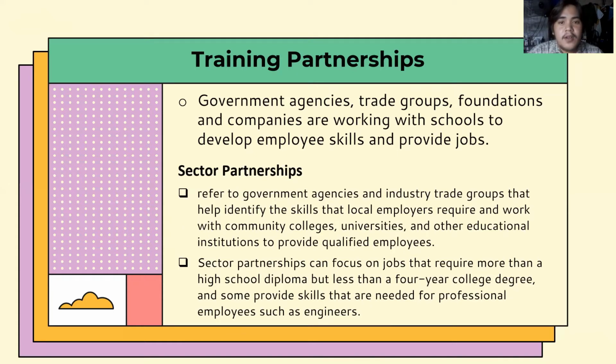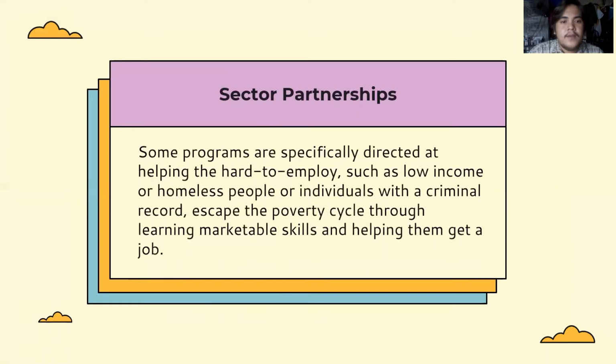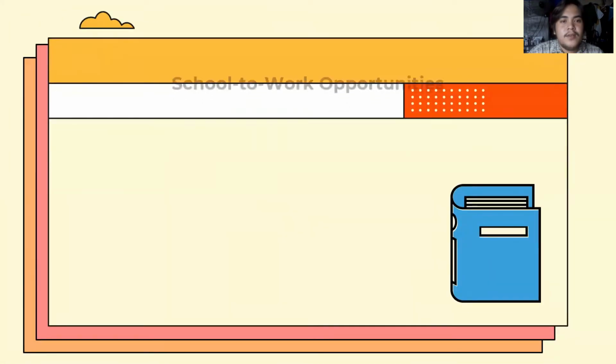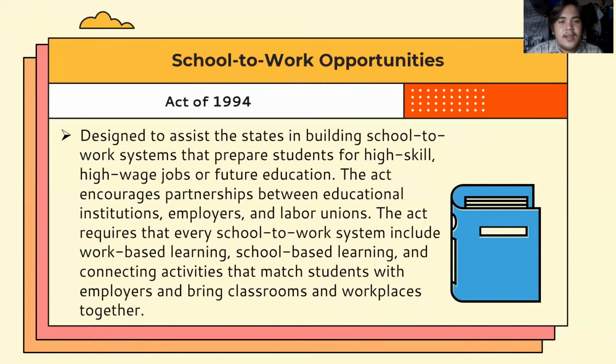Federal legislation encourages partnerships between educational institutions, employers, and labor unions, which is supported by the School to Work Opportunities Act of 1994. It is designed to assist the states in building school-to-work systems that prepare students for high-skill, high-wage jobs or future education. The Act encourages partnerships between educational institutions, employers, and labor unions.